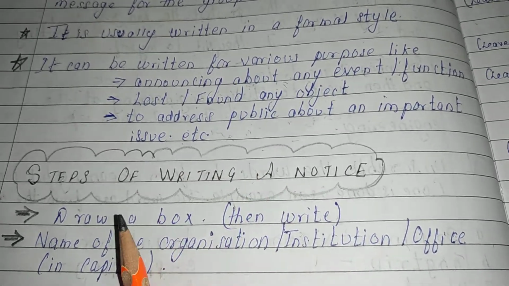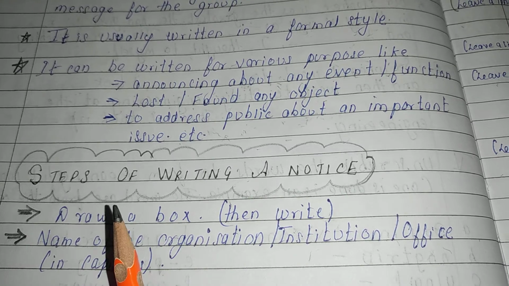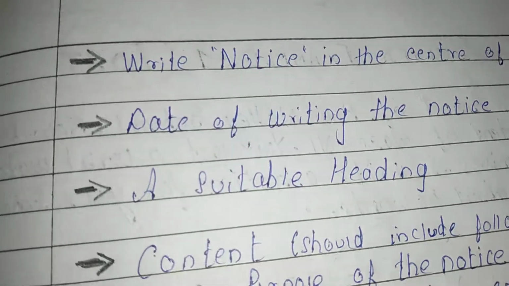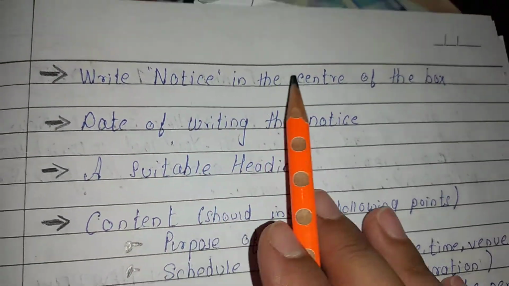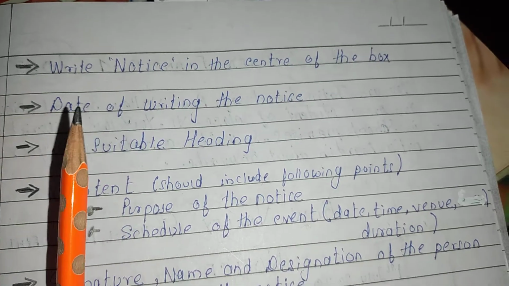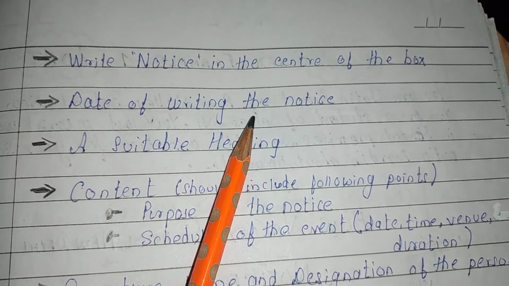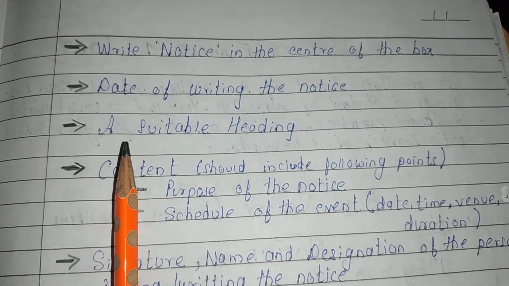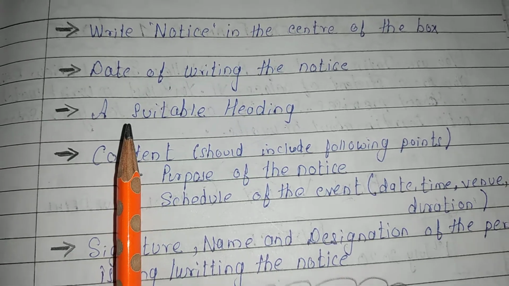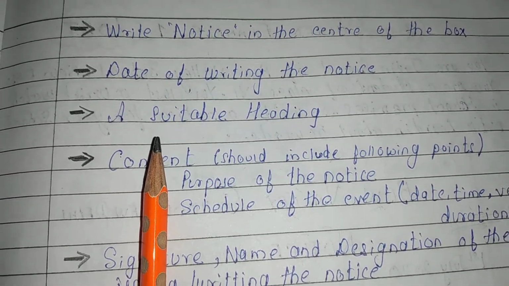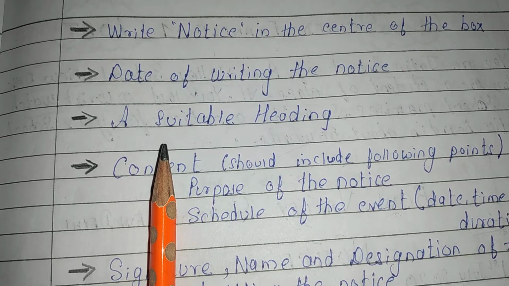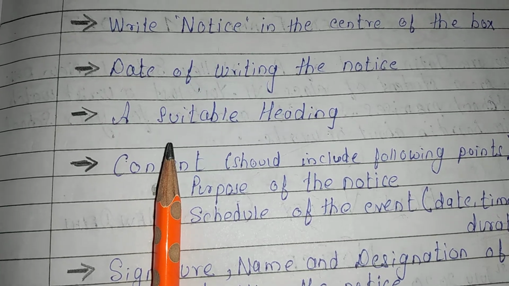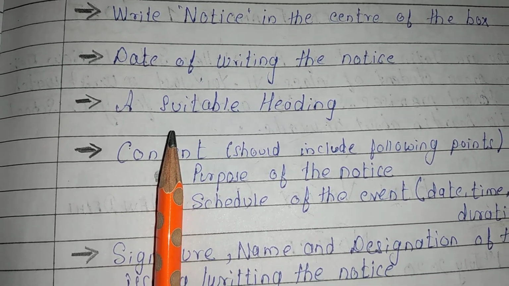Okay, so coming down to the steps of the writing again. We have discussed two steps. Now let's look at the third step. Third step is write notice in the center of the box. Then write the date of writing the notice. A format I will let you know when I discuss the sample. Then I will explain to you what the format of the date should be. Then we write a suitable heading. For example, if you are talking about that you found a pen, so a suitable heading will be pen found. So this way you have to write your heading.